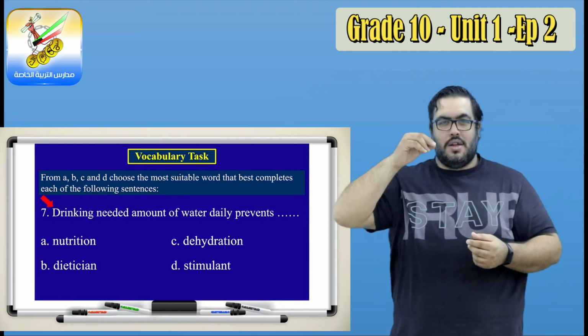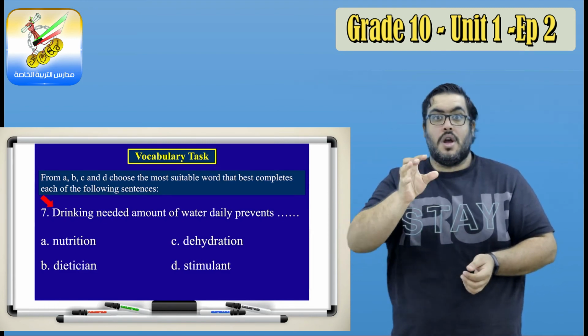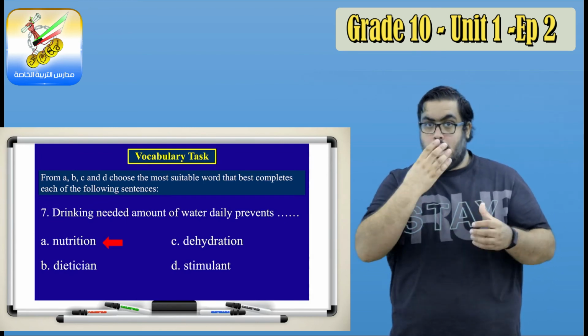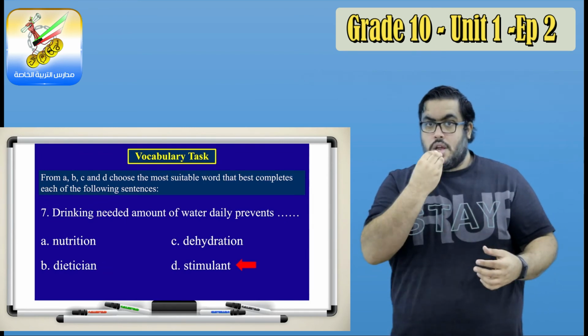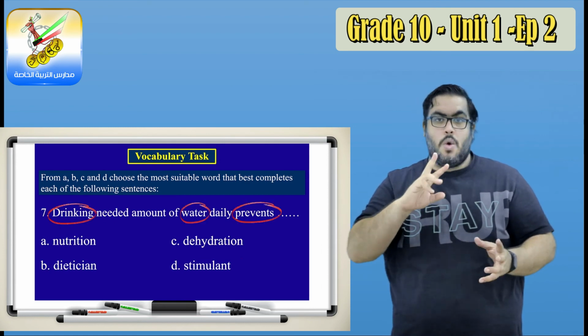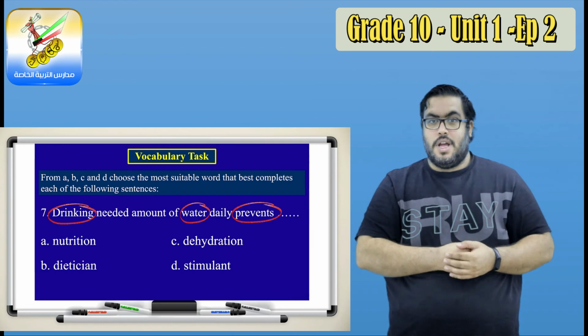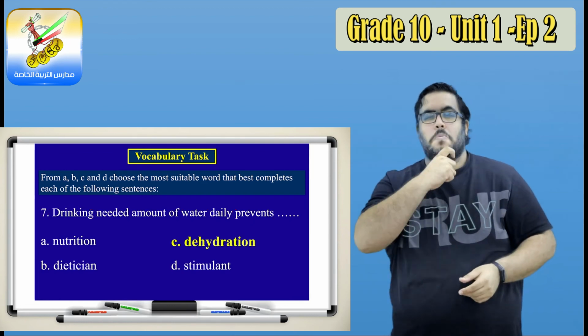Number 7, drinking the needed amount of water daily prevents blank. Nutrients, nutrition, dietitian, dehydration, or stimulant. We have the keywords right there. We have drinking, water, and prevents. So the answer is dehydration.